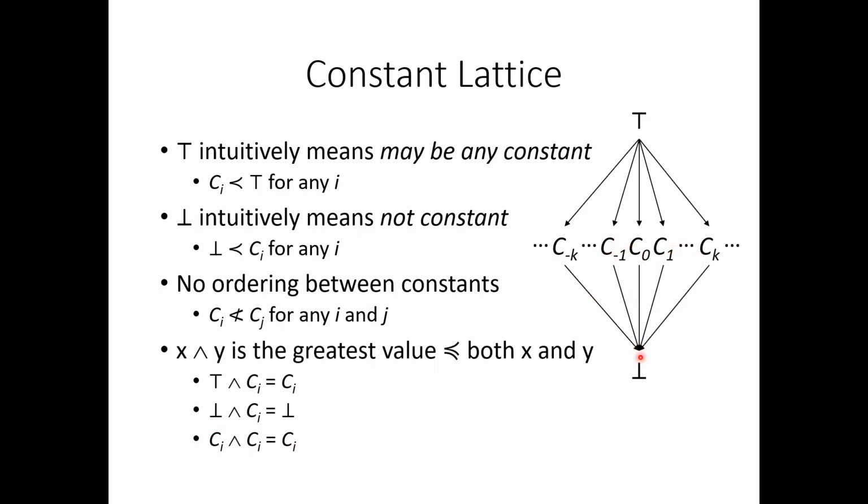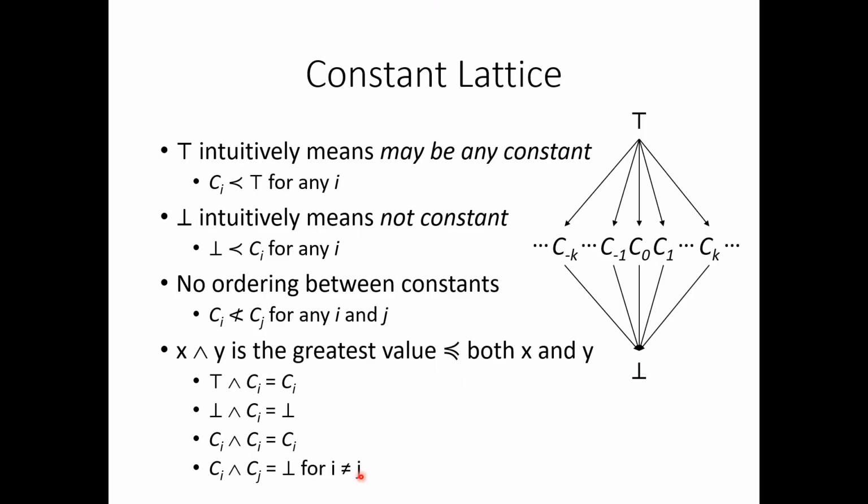They meet at bottom. Again, a meet means it's the greatest value that is less than or equal to both Ci and Cj. So two constants meet at the bottom if i does not equal j. Okay, how is this useful?